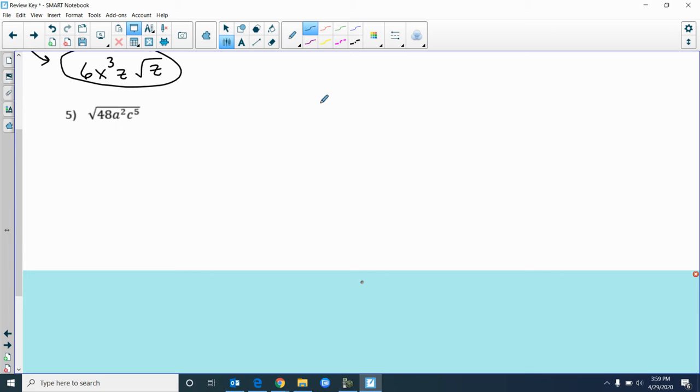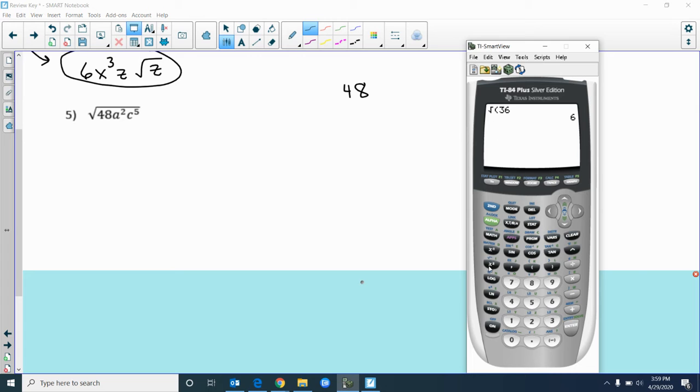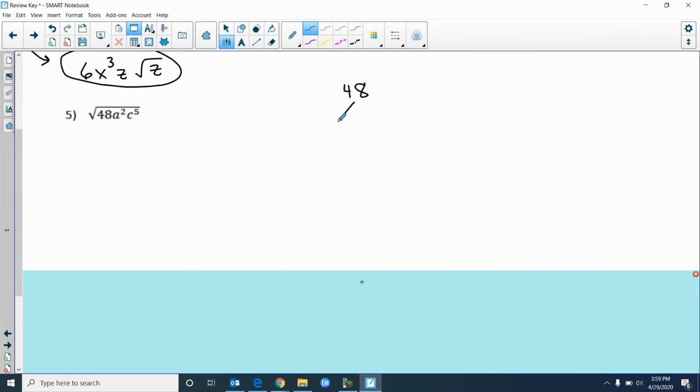Square root of 48a squared, c to the fifth. 48 is not a perfect square. If I take the square root of 48, it's not a whole number. So that means I have to do a factor tree. 6 times 8, 2 times 3, 4 times 2, 2 times 2.